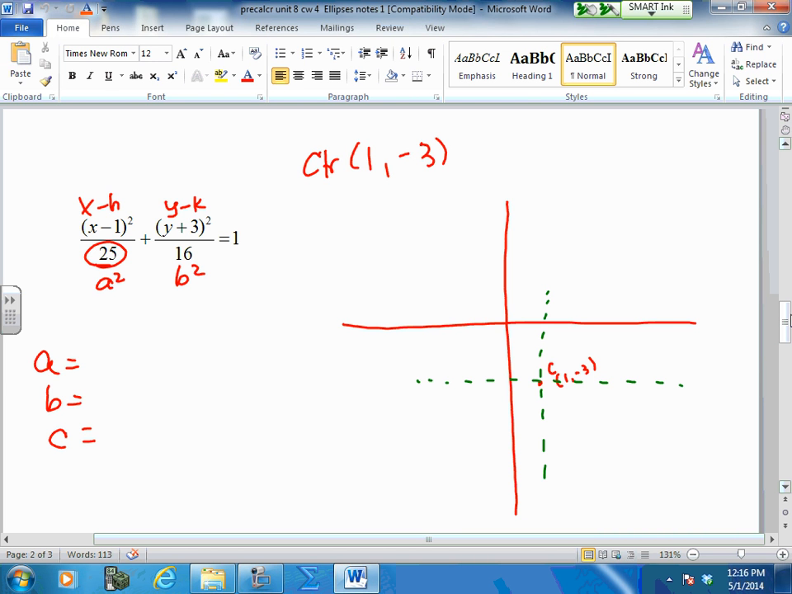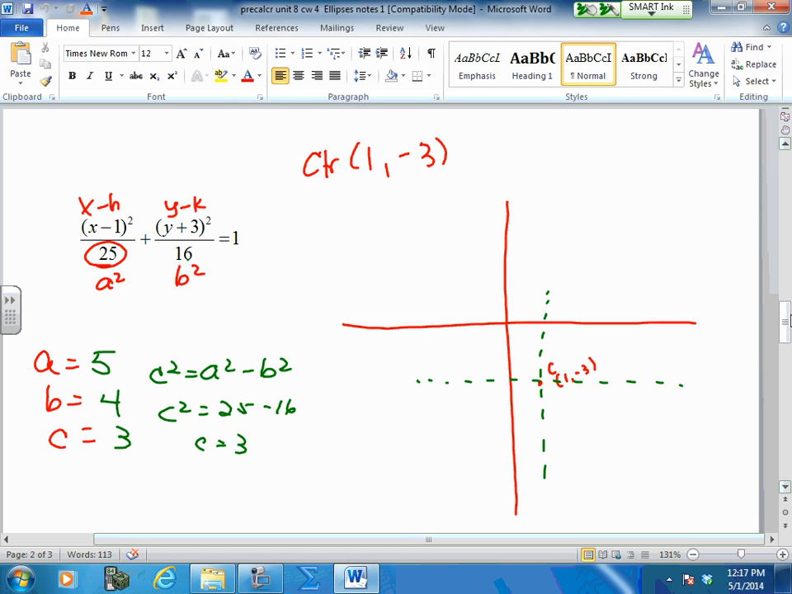Now, we said the x-axis is going to be our major because that's where the larger number falls. So we take the square root of 25. What do we get? 5. The square root of 16. 4. And again, we're going to do this one. It's going to be 3. I kind of made something a little consistent so that you wouldn't be panicked right away. And so C is 3.